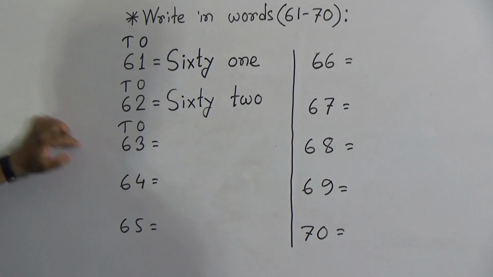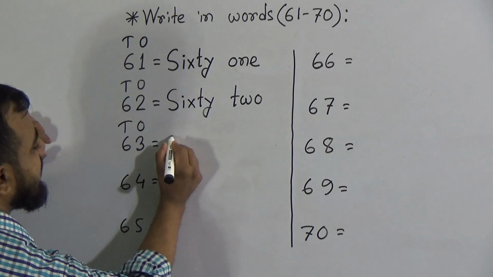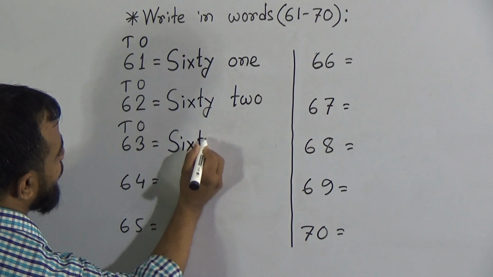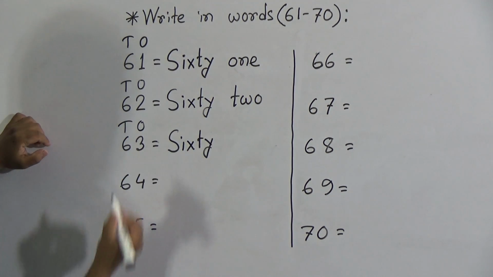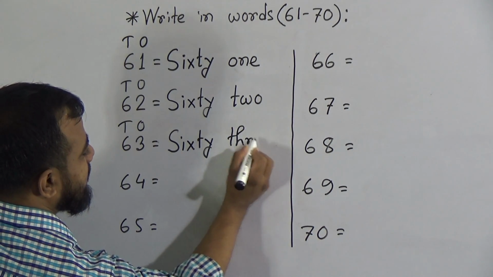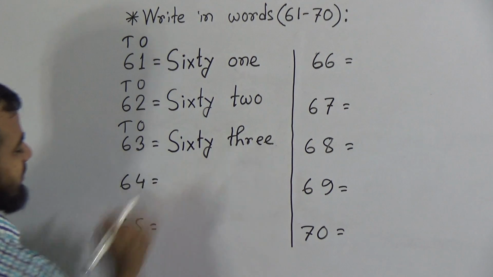The next number: this 3 is in 1's place, this 6 is in 10's place. This means that this number is 63. We know the spelling of 60, S-I-X-T-Y. Then the spelling of 3 is T-H-R-E-E. This is the spelling of 63.